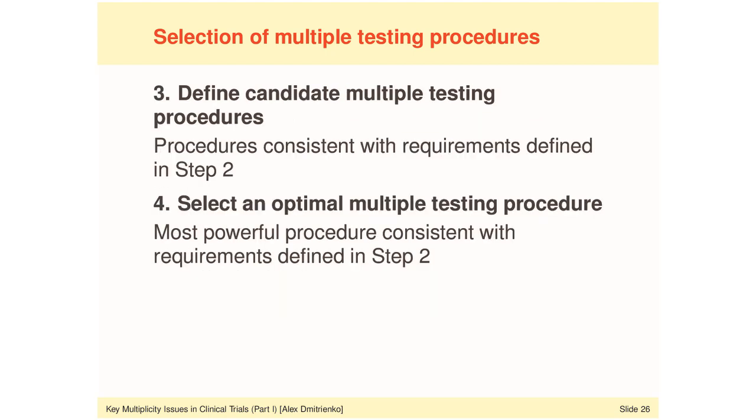The next step is step 3. Using the information from steps 1 and 2, we will define one or more candidate multiple testing procedures that are consistent with the logical restrictions as well as the distributional relationships. And finally, step 4, the last step here, is to select the most powerful procedure from the set of candidate procedures.